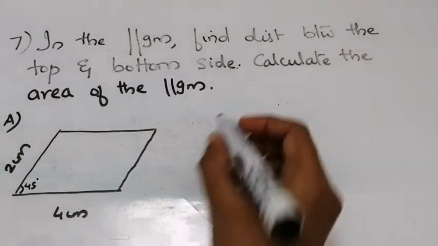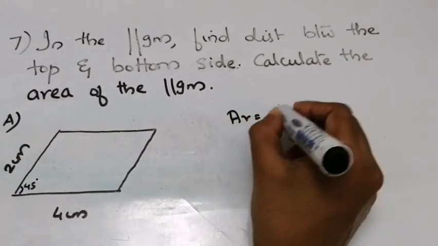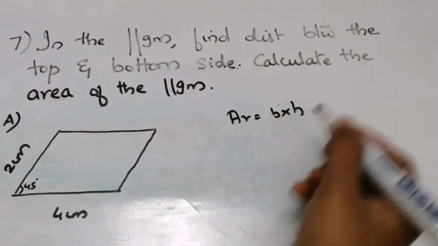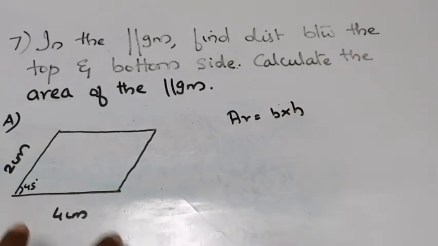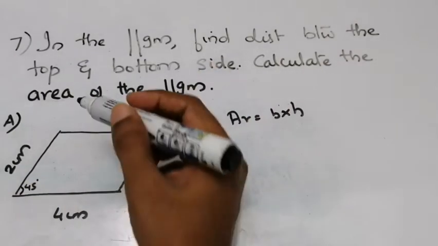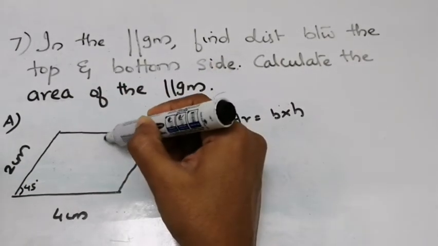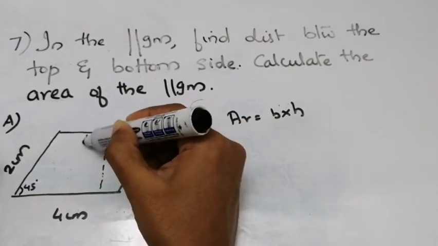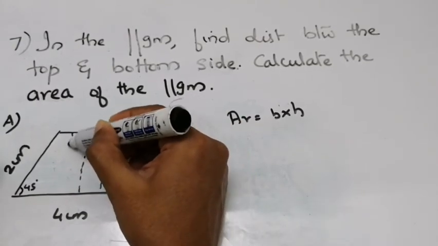So what is the area of the parallelogram formula? We know it is base into height. So first we have to find the base. Base is already given as 4 centimeter. Then we have to find the height. They are also asking us to find the distance between the top and bottom height. This is the distance between the top and bottom.